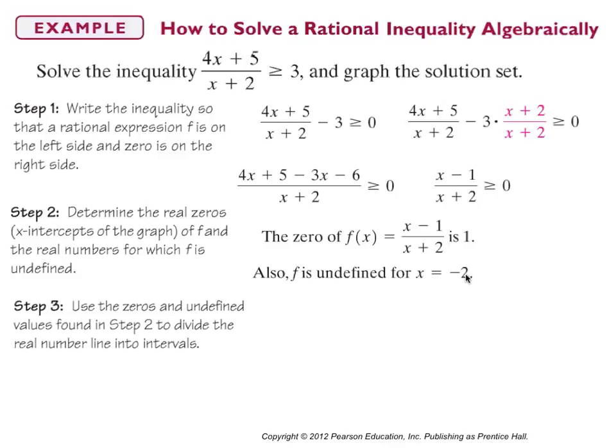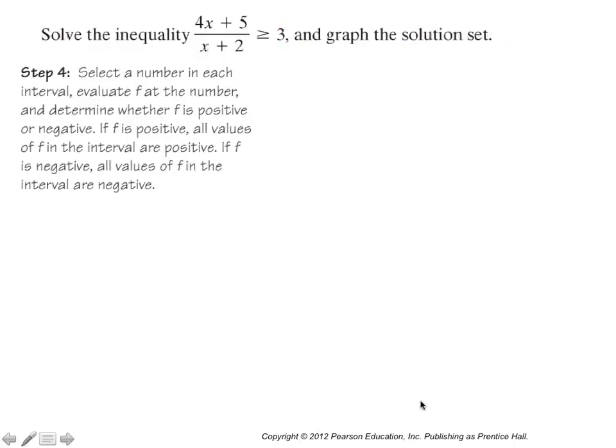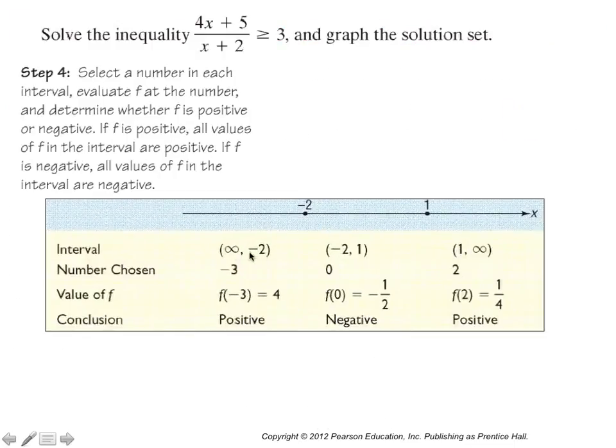Then we use the zeros and the undefined values. So we use the 0 of the numerator, 0 of the denominator, in order to divide a real number line into intervals. So in this case, we have from -infinity up to -2, -2 to 1, and 1 to infinity. And these are shown here as well.